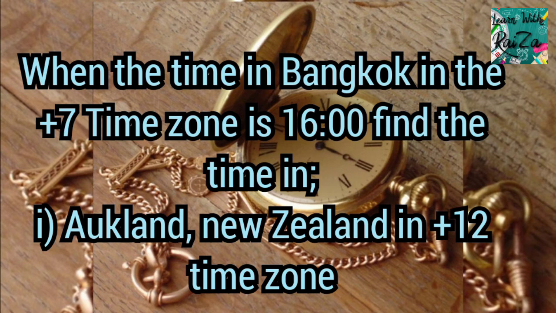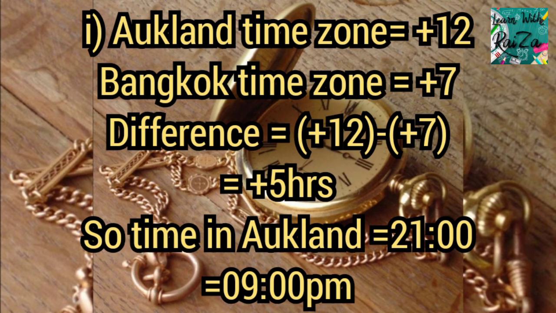Alright students, now try to understand this question. When the time in Bangkok in the +7 time zone is 4 p.m., find the time in Auckland, New Zealand in +12 time zone. So that means in Bangkok it's now 4 p.m. and we have to find the time in Auckland, which is situated in New Zealand. So how do we do this?